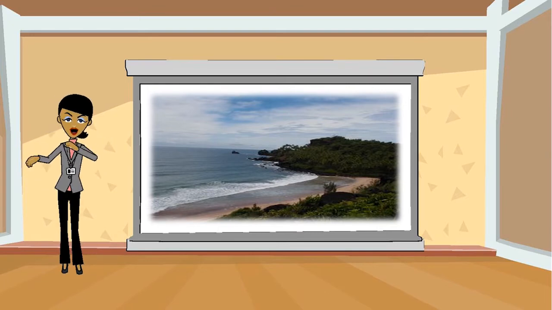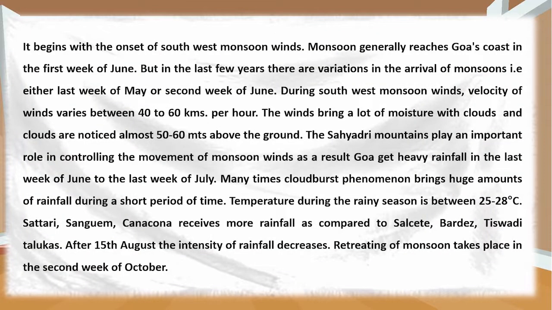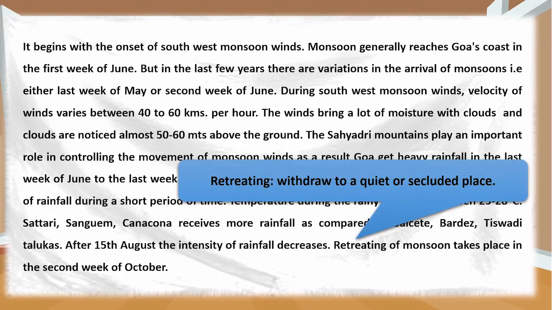Satari, Sanguem, Canacona receive the most amount of rainfall as compared to Salcete, Bardez, Tiswadi talukas. The intensity of heavy rainfall decreases by 15th of August. The monsoon withdraws by the second week of October.